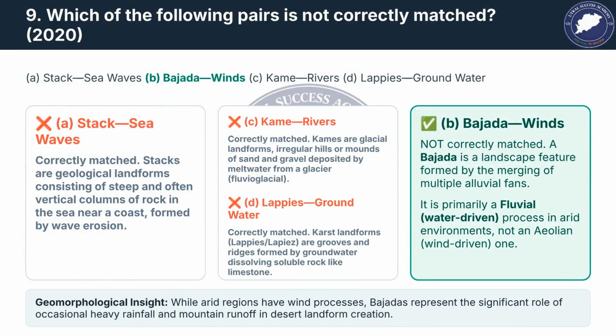The correct mismatch is bahada, winds. A bahada is a landscape feature formed by the merging of alluvial fans, a fluvial or water-driven process in arid environments, not an aeolian or wind-driven one.